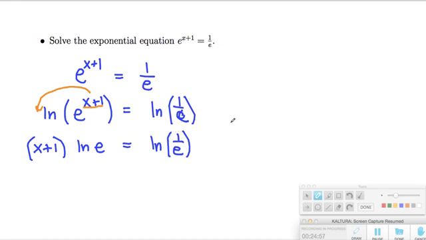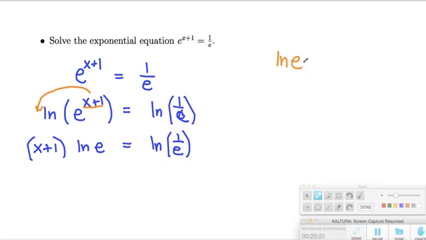Okay, so what's next? Well, you can jump to your calculator and start evaluating things like natural log of e and natural log of 1 over e. That would be completely fine. Another path you can take is you can solve some of this without using a calculator.